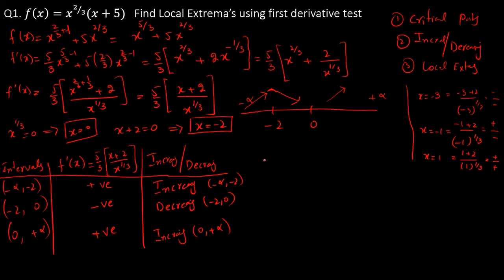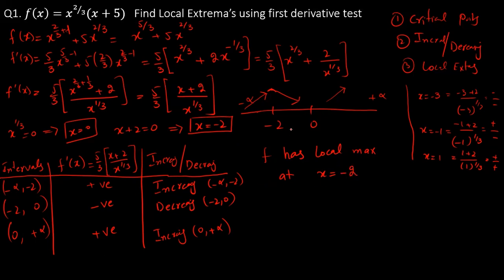So we can say that the function f has a local max at x equal to -2.